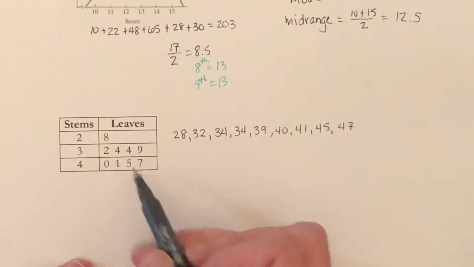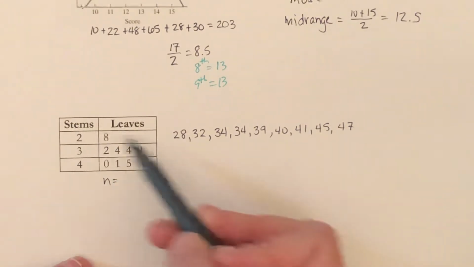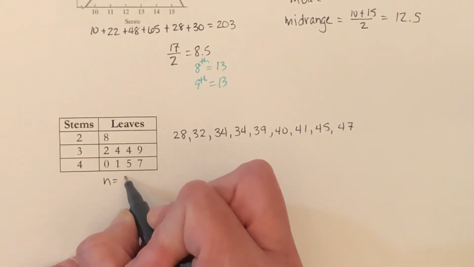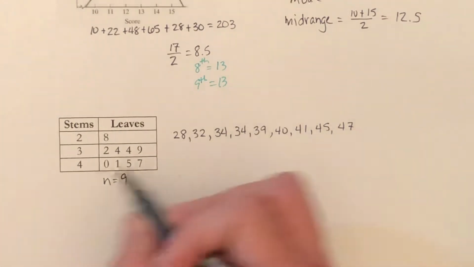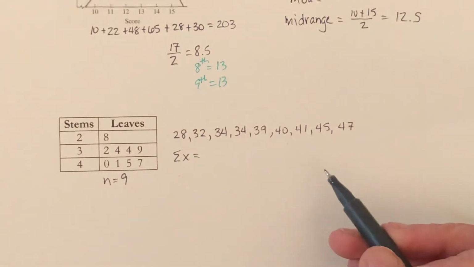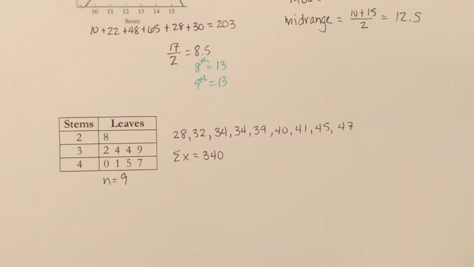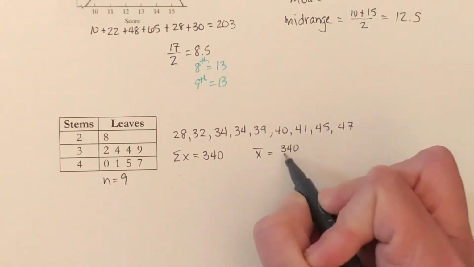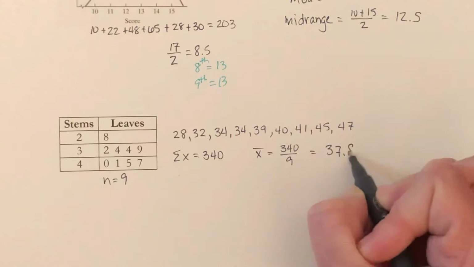So how many values do I have here? Well, if you want to just know n, you could write it all out and count them, but really it's all right here. You count the number of ones values you have listed here, and that's going to be the number of entries you had. So n is 9, and I should have 9 values here. So now I add these up. The sum of x, if I add up all of these values, I get 340. So the mean of this will be 340 divided by 9, which is 37.8.